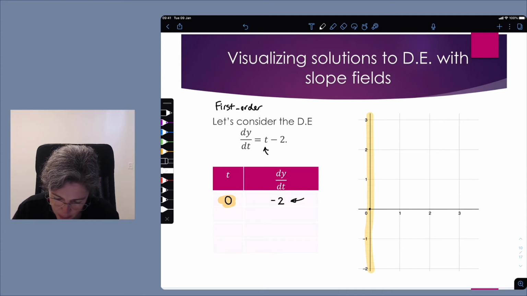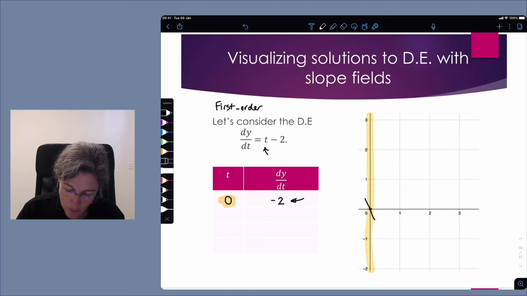So if I think about what a slope of minus 2 would look like, it would be something like that. I'm not going to make it a very long bit here because obviously our function is going to change, but just at that point when y is equal to 0 and t is equal to 0, that's what the slope of our function would look like. That's what the tangent would look like.